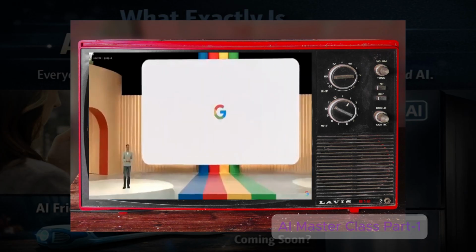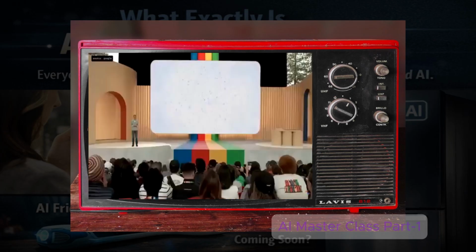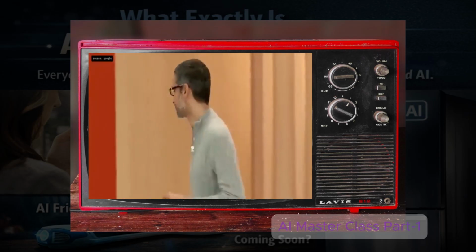AI, and AI, generative AI. It uses AI to bring AI.